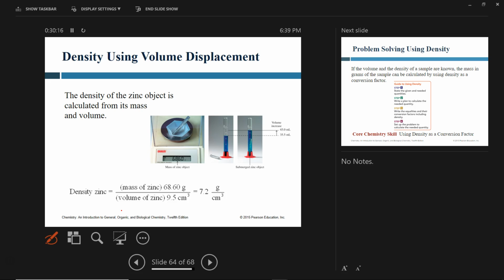Okay? Now, imagine that we have the volume of that zinc object and we have the displacement volume. Okay, so we have mass, 68.6 grams. We have a volume. We can measure density. Have you heard the story of Archimedes?